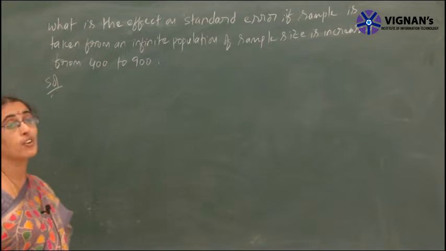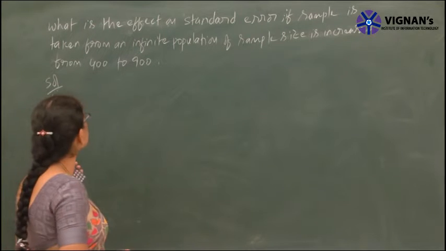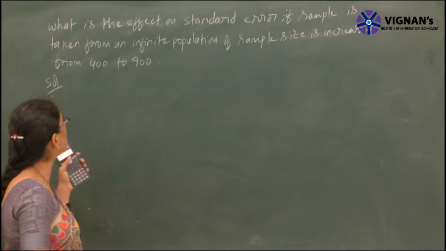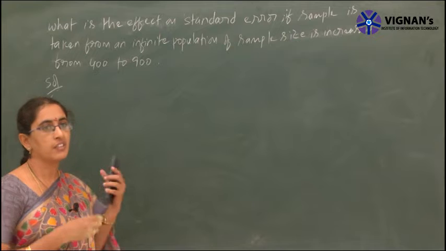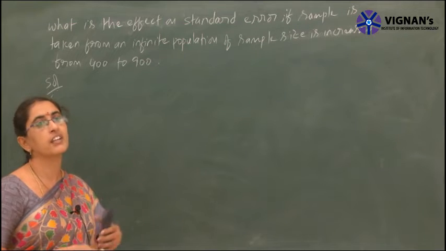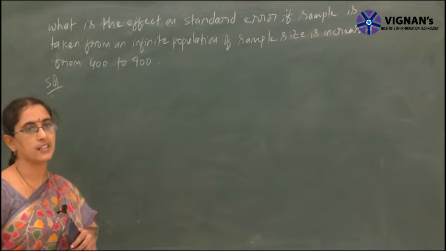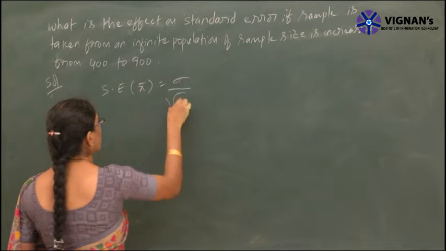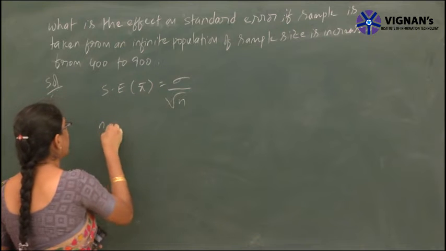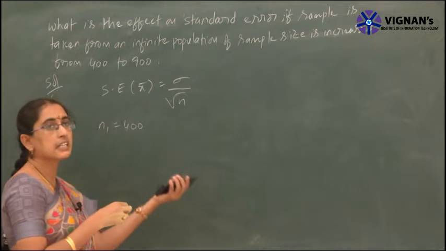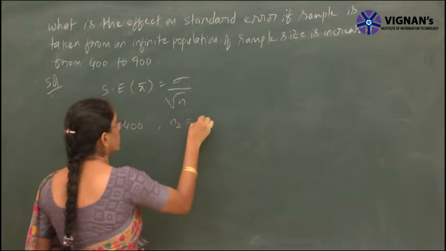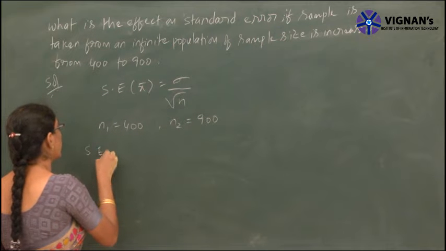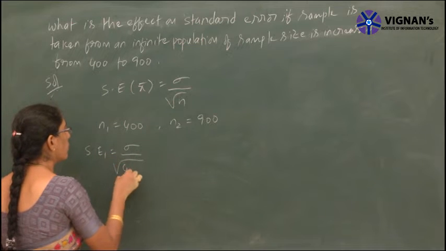Now, what is the effect on standard error if the sample size is taken from an infinite population or sample size is increased from 400 to 900? Now here when the sample size is increasing, what is the effect on the standard error of mean? They are asking here. Now we know that the standard error of mean is sigma by root n here. Now let us consider n1 is 400. And when it is increased to 900, then n2 is equal to 900.